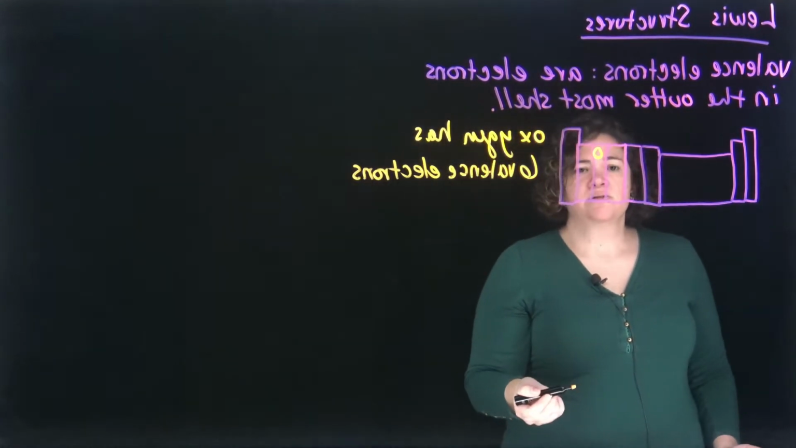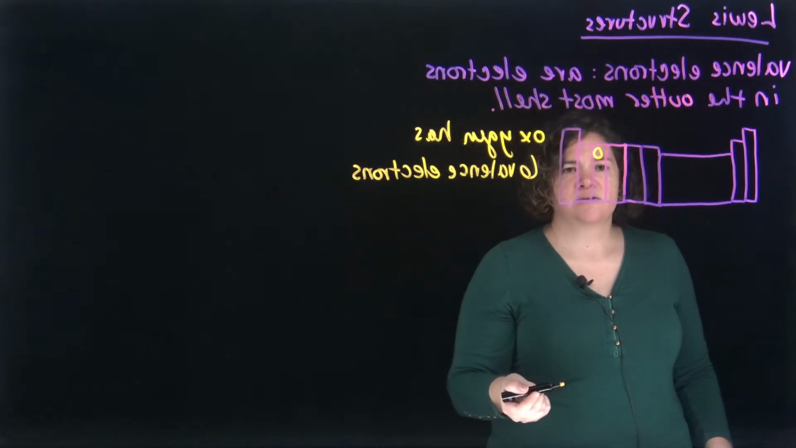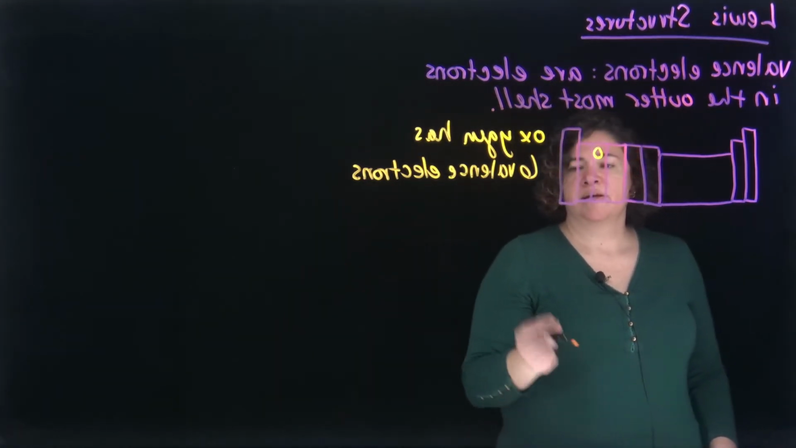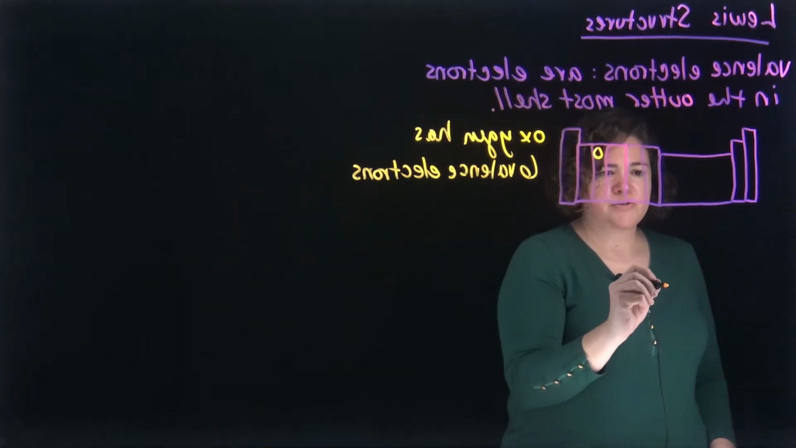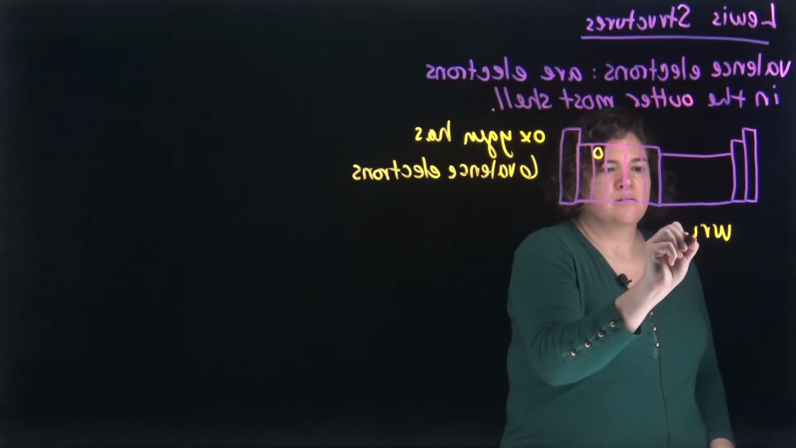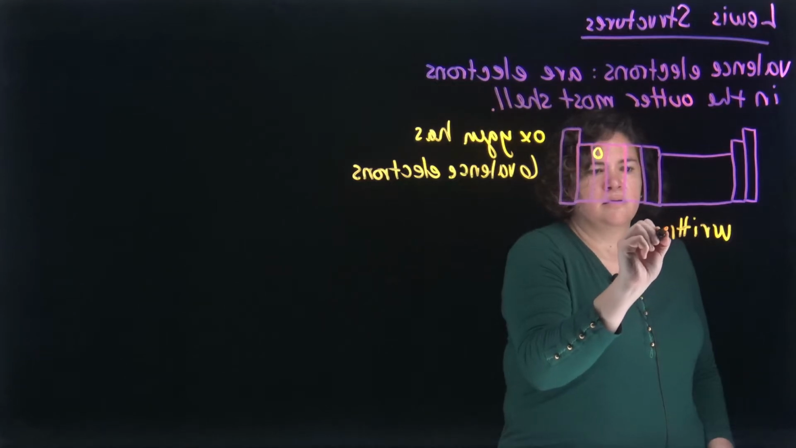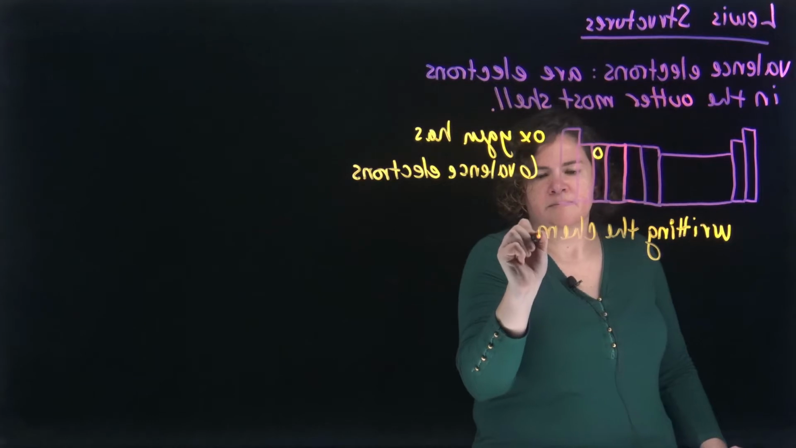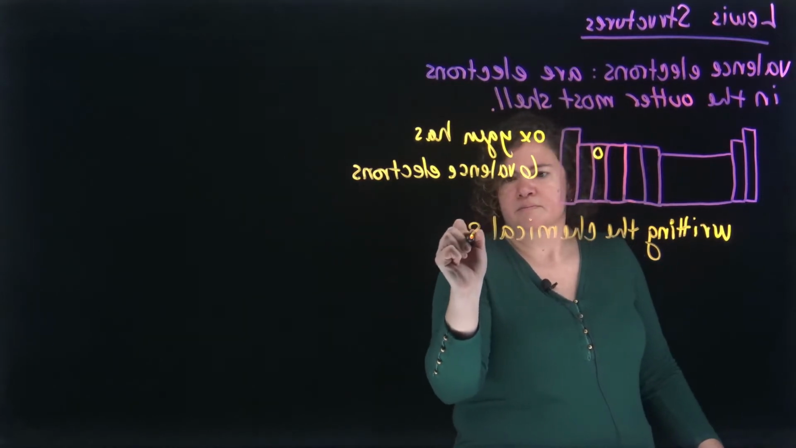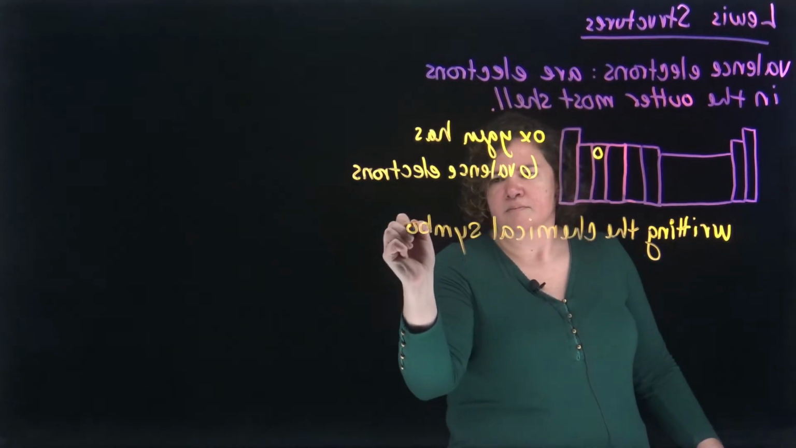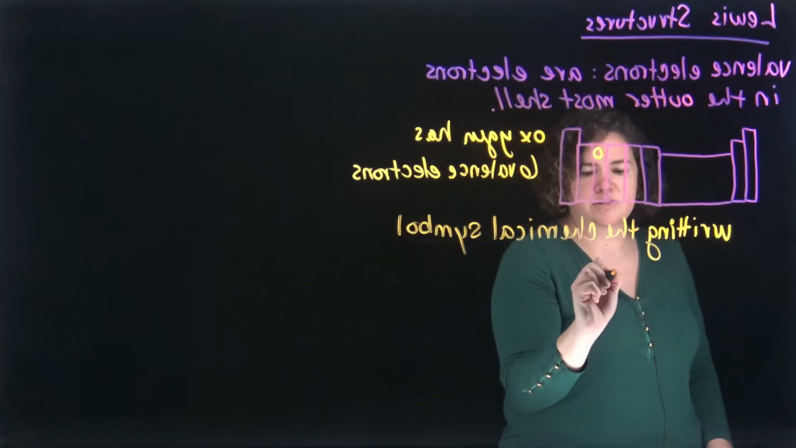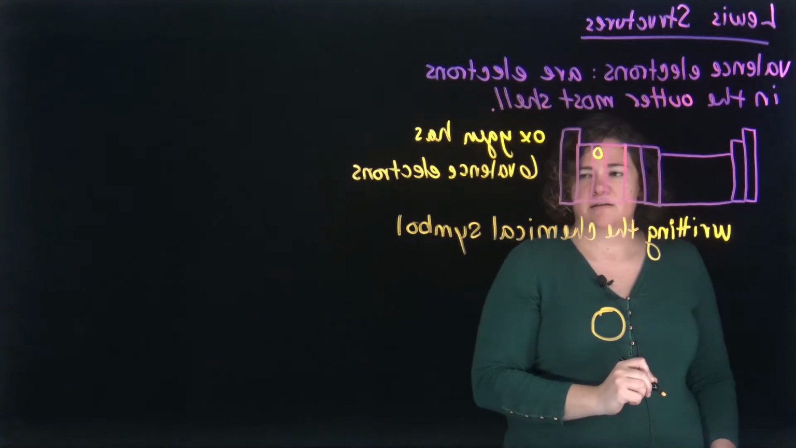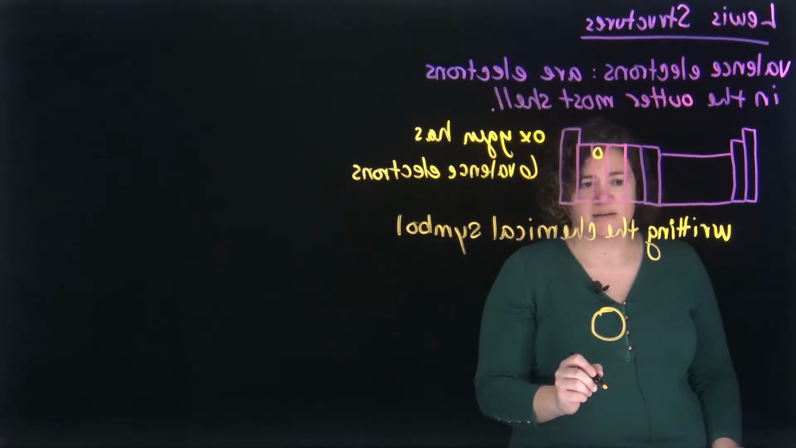When we're talking about Lewis structures, we use the valence electrons to denote the structure. So for oxygen, because it has 6 valence electrons, we first start by writing the chemical symbol, in this case O for oxygen. And then we write in the valence electrons as dots.